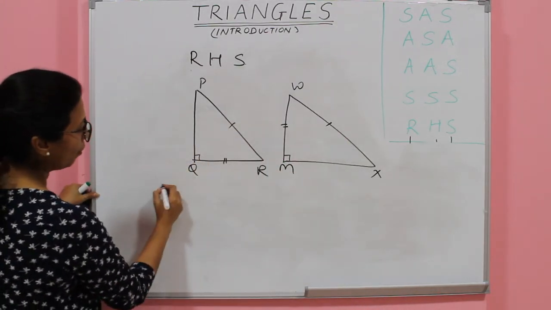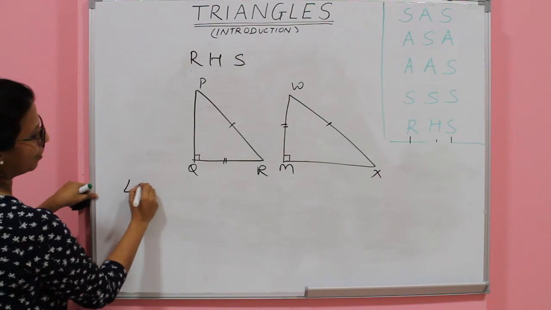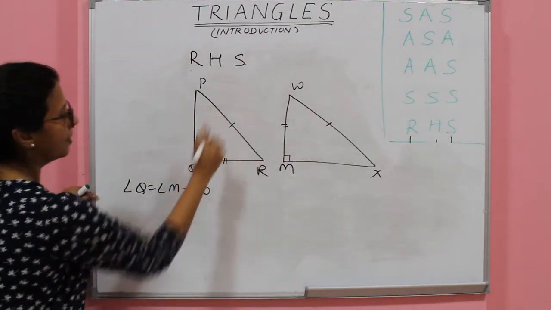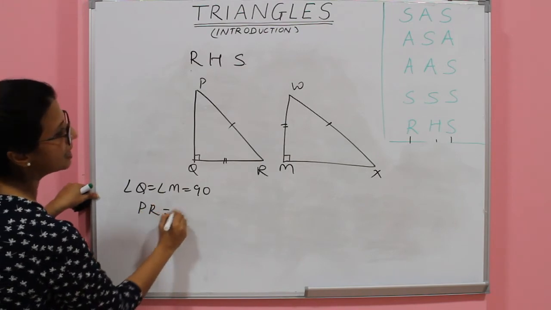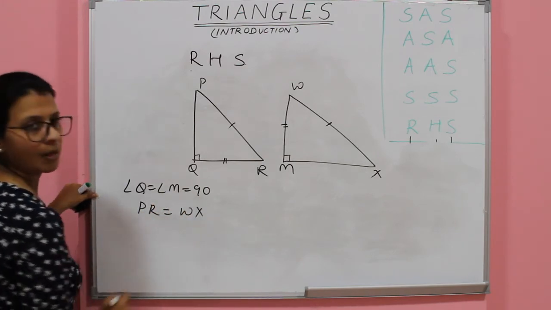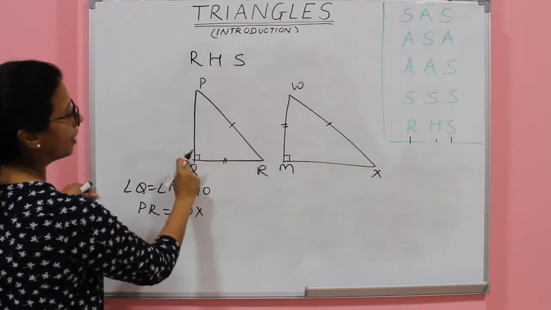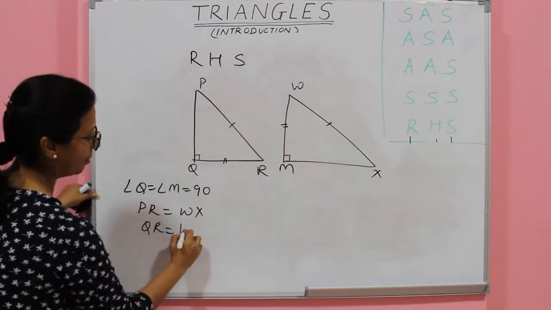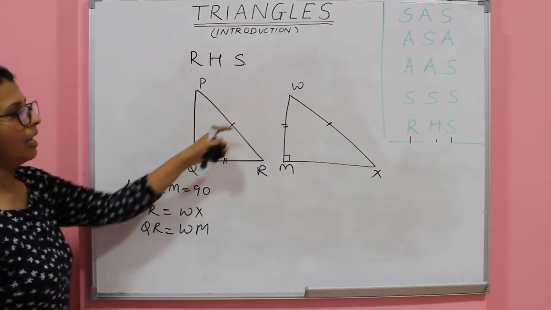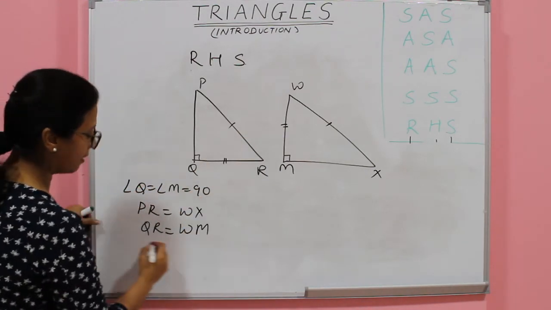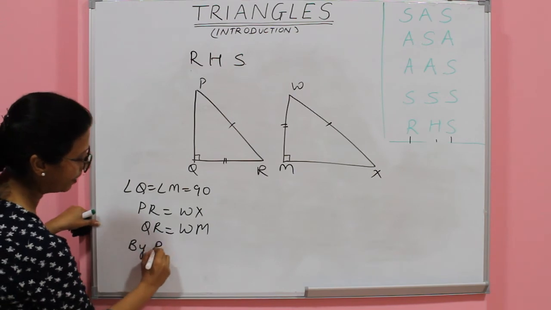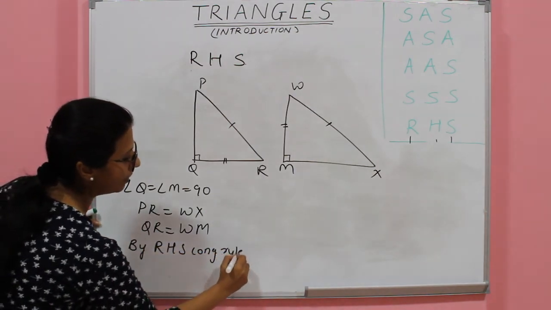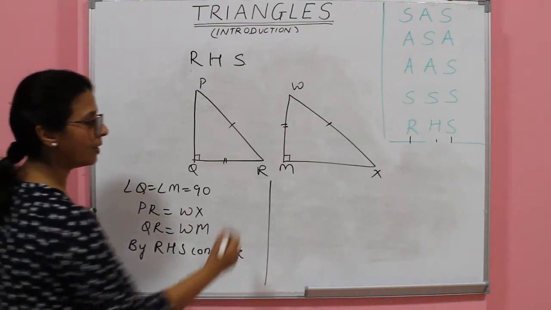Let us see what is given. It's given as angle Q is equal to angle M, which is 90. Both are right angle triangles. PR is equal to WX. Hypotenuse is given equal. Now what is given? QR is given equal to WM, and one side is given equal. When this is given, then by RHS congruency rule, the two triangles are congruent. Now which two triangles are congruent? These two triangles are congruent.